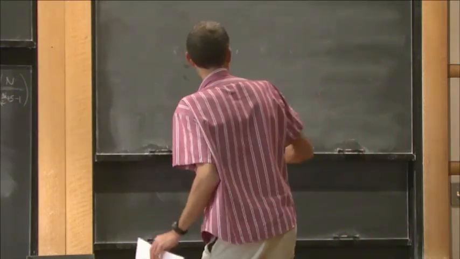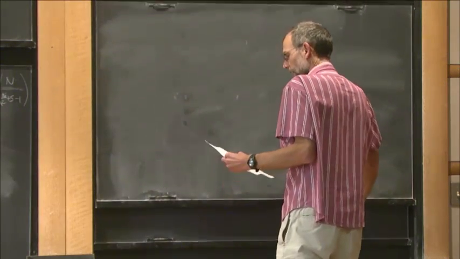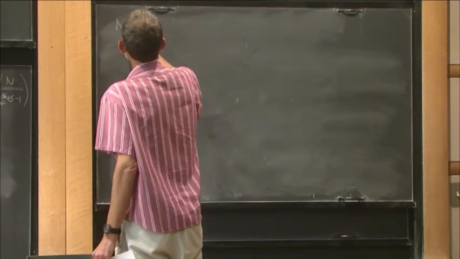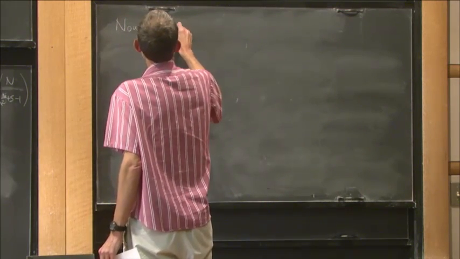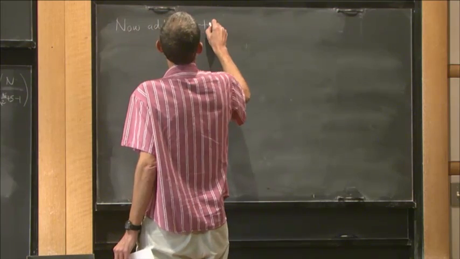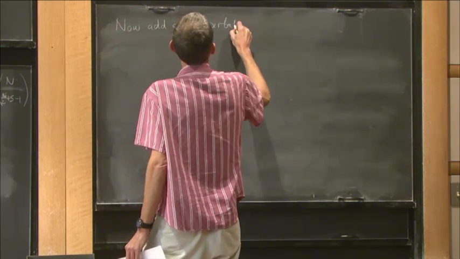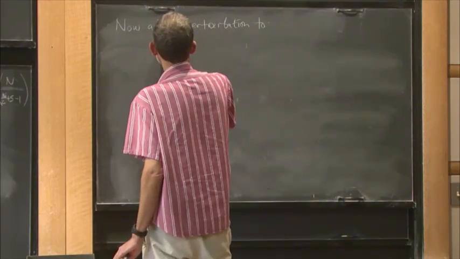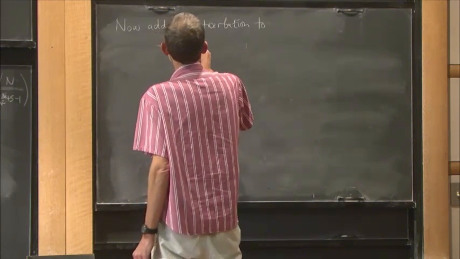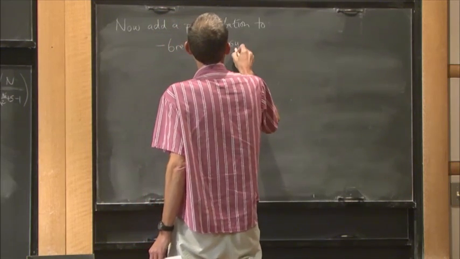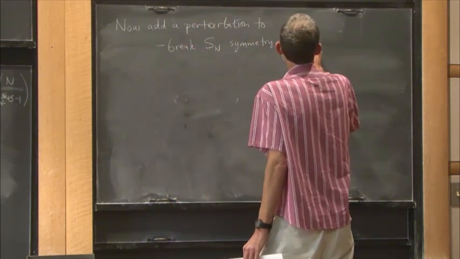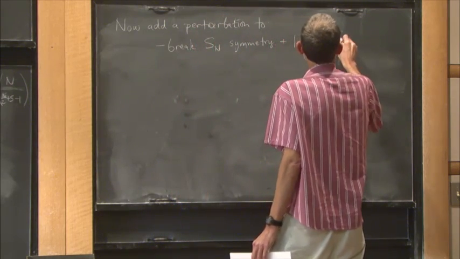Okay. So what I'm going to do is add a perturbation. So now add a perturbation to H naught, and what I want to do is break the S_n symmetry and keep the global spin-flip symmetry.